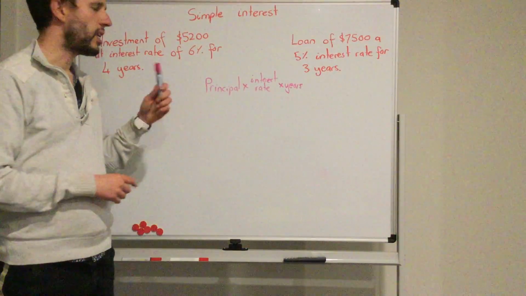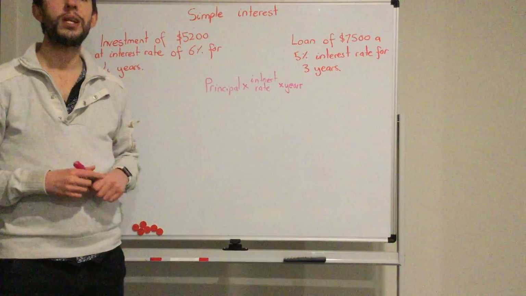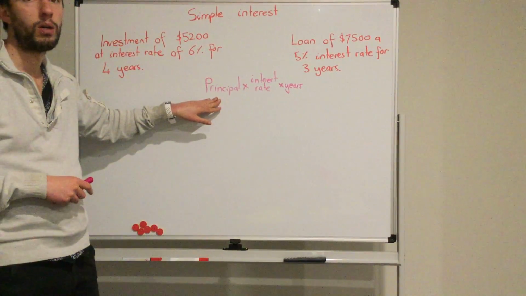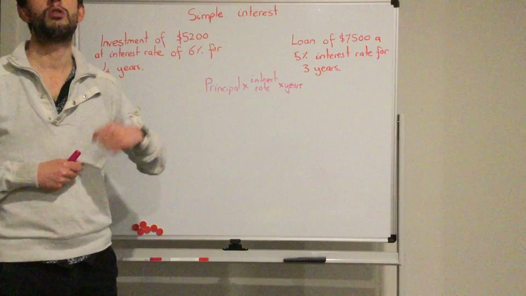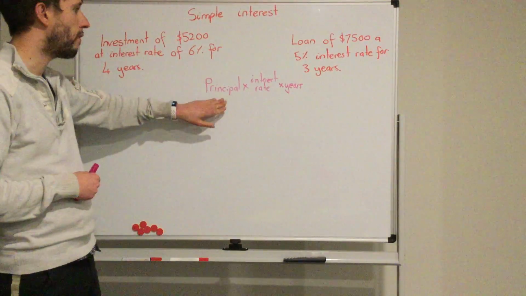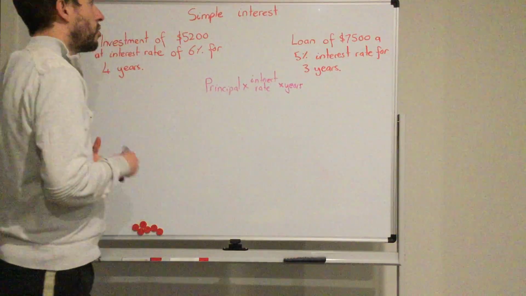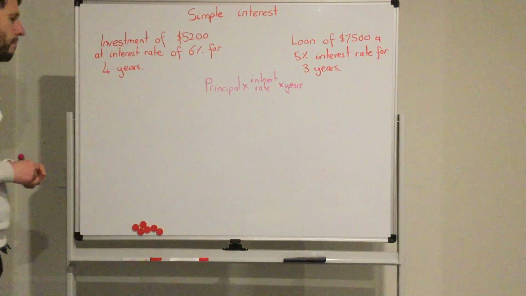So in theory, an interest rate is a percentage, so we're thinking about a percentage of an amount, which we've done before. Or when we change the percentage into a fraction, we're looking at a fraction of an amount. So we're using our skills that we've already learned and applying them to simple interest.